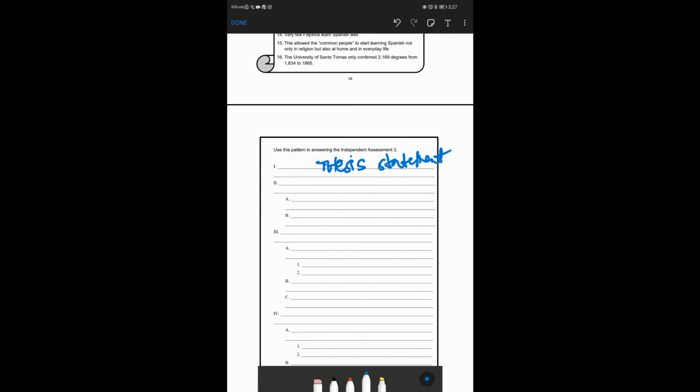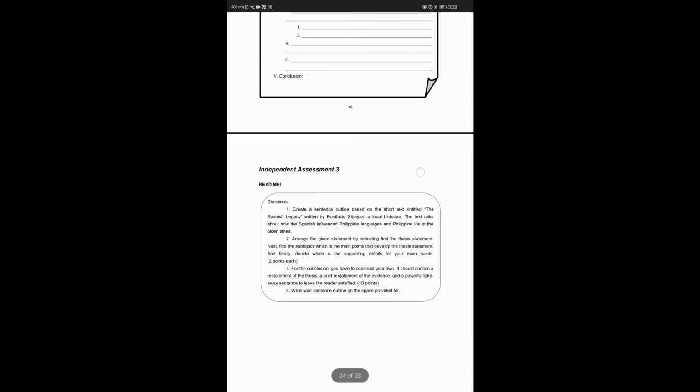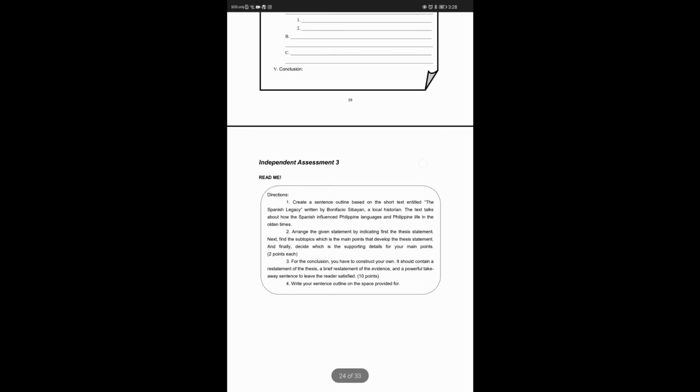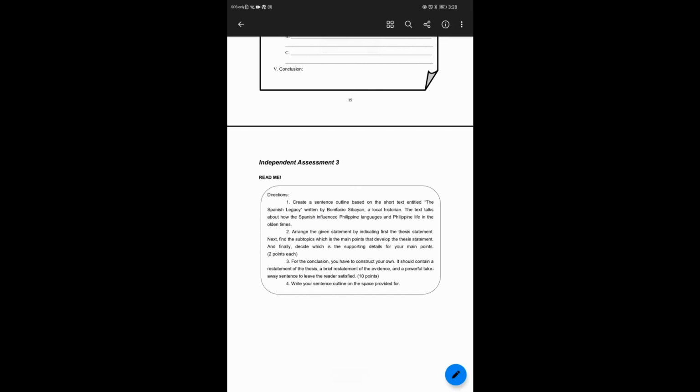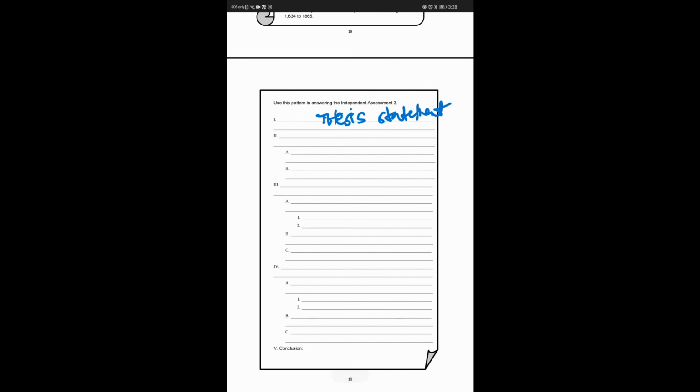Now, para naman medyo may tulong ako sa inyo kung sa mga nagtatanong dyan, sir, ano po ba yung thesis statement? Sabi ko nga sa inyo, diba, the thesis statement is the main topic. It's the topic of your whole essay. Basahin nyo lang to. Sabi dito, the text talks about how the Spanish influenced Philippine languages and Philippine life in the olden times. Pwede yun na yung thesis statement. So, kopyahin nyo lang yun doon. Gawin nyo lang sentence kasi nga sentence outline ng ginagawa natin.